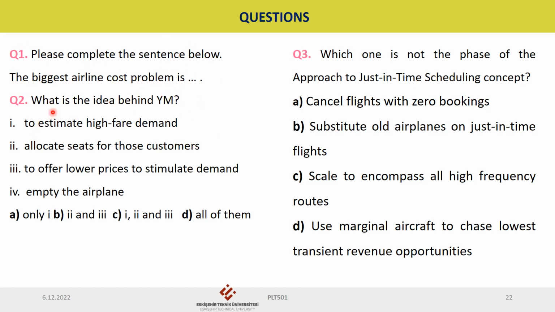The second question was, what's the idea behind yield management? This is from the previous sections of this presentation. First one, to estimate high fare demand. Second one, allocate seats for those customers. The third one, to offer lower prices to stimulate demand. And the fourth one is empty the airplane. You can see the options of this problem. Not empty the airplane. Conversely, fill the airplane. It must be about filling the airplane. So the answer to this question is C, as you can see.